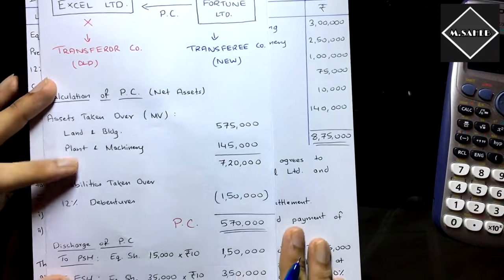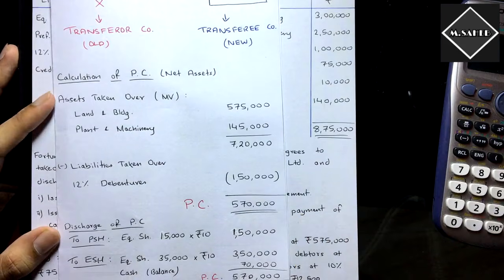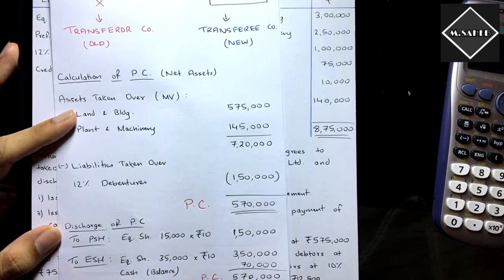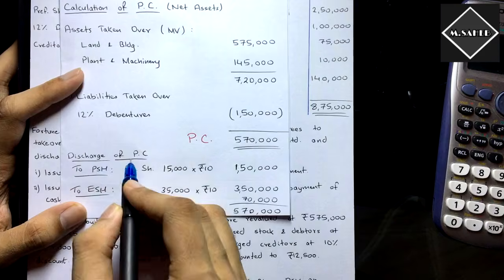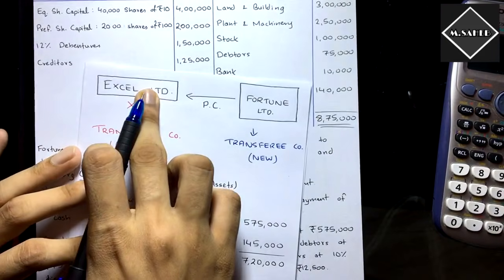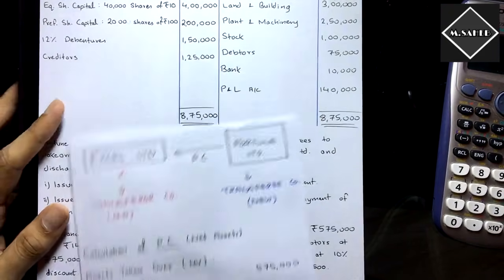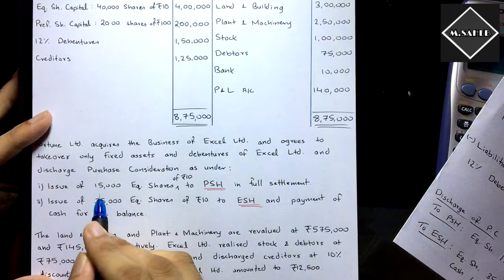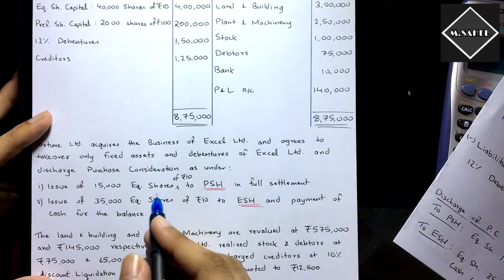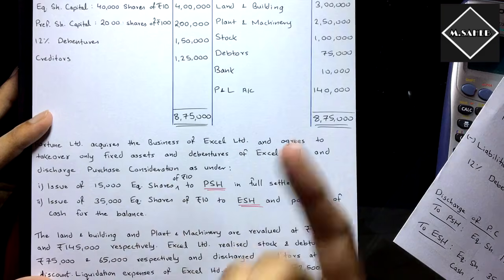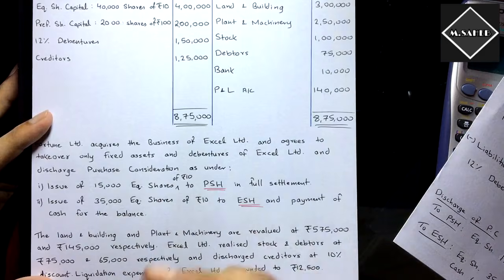Fine. Then what do you have to do? Then you have to see in what forms that purchase consideration has been paid. That's the net payment method. See here, what we do is the discharge of purchase consideration. How is it paid to the owners of the transferor company? Who are the owners? Preference shareholders and equity shareholders. It is given over here. Discharge of purchase consideration is under issue of 15,000 equity shares. Here we are talking about in what forms, how the payment will be made, whether it is equity shares, debentures, bonds, or cash.